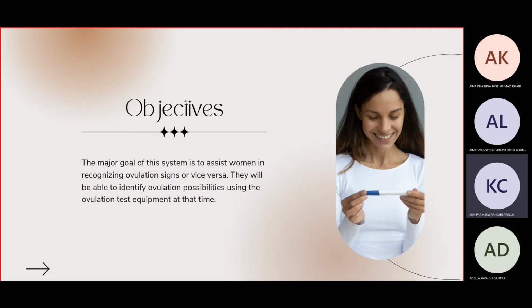The major goal of the system is to assist women in recognizing ovulation signs or vice versa. They will be able to identify ovulation possibilities using the ovulation test equipment at that time.